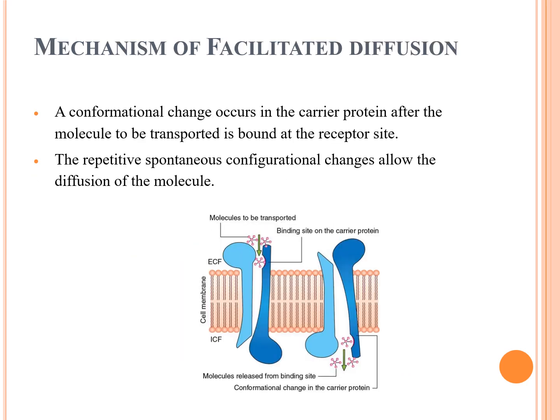So the mechanism of facilitated diffusion: how are substances transported through these carrier proteins? Here you can see there are carrier proteins in the cell membrane, and these carrier proteins will have binding sites. Some molecule will come and bind with the binding site, and a conformational change will occur in the carrier protein, and this conformational change will help in the transport of the molecule into the cell. These conformational changes will occur repetitively, and the molecule will diffuse from the area of higher concentration to the lower concentration. This is how facilitated diffusion will occur.